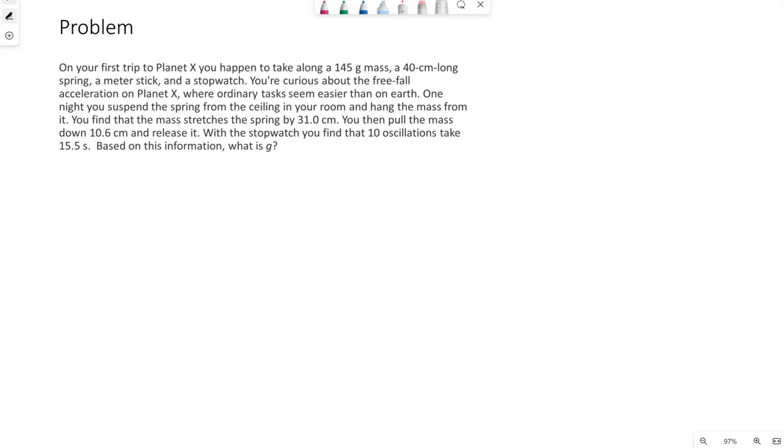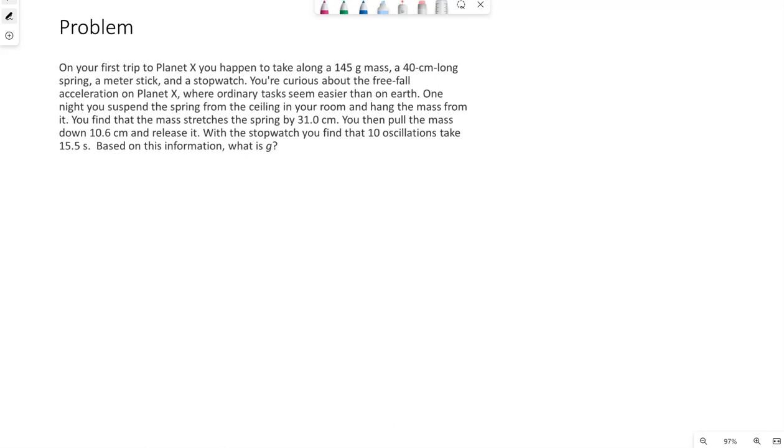One more mass spring example problem. On your first trip to planet X, you happen to take along a 145-gram mass, a 40-centimeter-long spring, a meter stick, and a stopwatch. You're curious about the free fall acceleration on planet X, where ordinary tasks seem easier than on Earth. One night, you suspend the spring from the ceiling in your room and hang the mass from it.